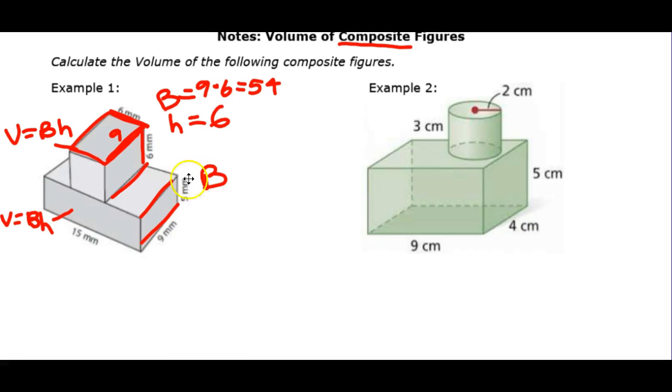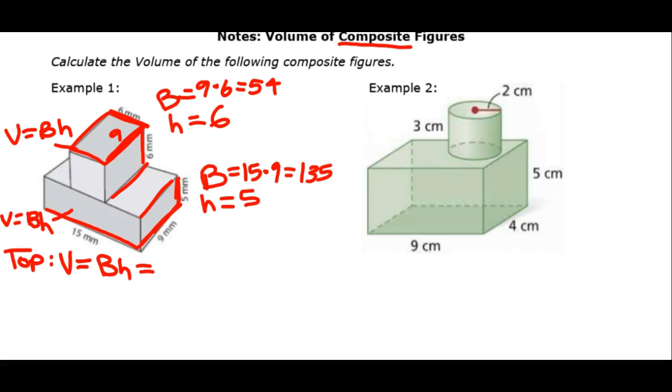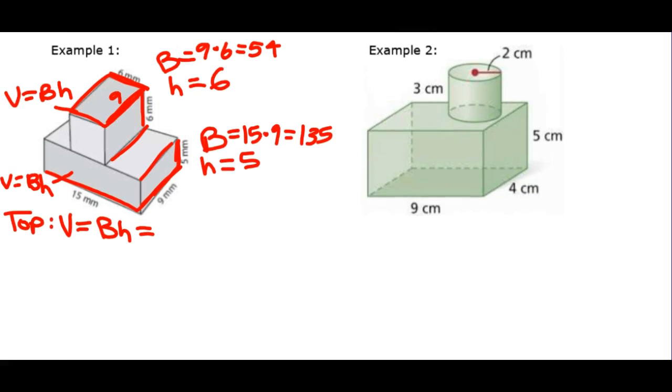Let's talk about big B at the bottom, though. Our dimensions are 15 and 9, right? So 15 times 9 is 135. And our height down here for the bottom is 5. So now what we're going to do is we're going to find the top volume, big BH.